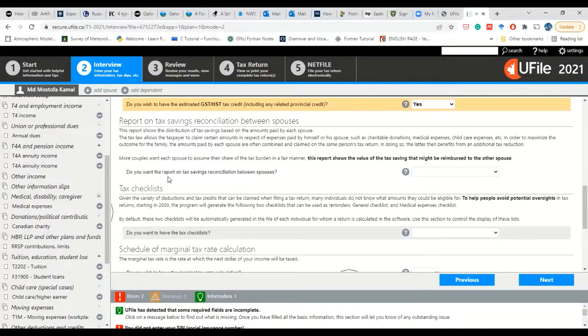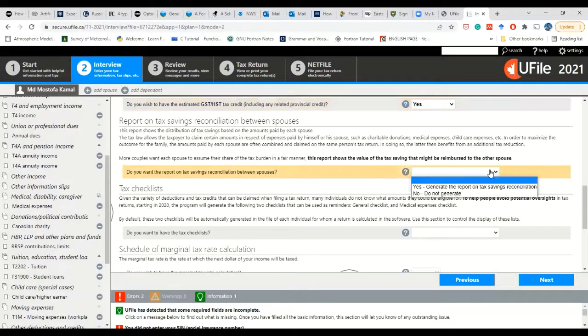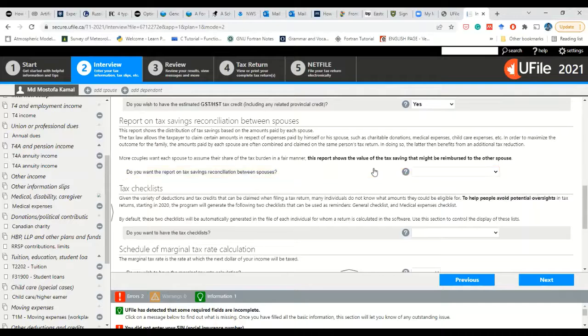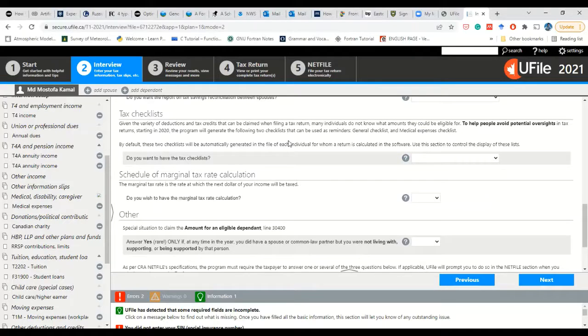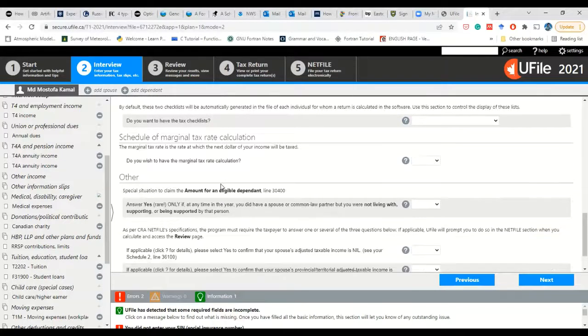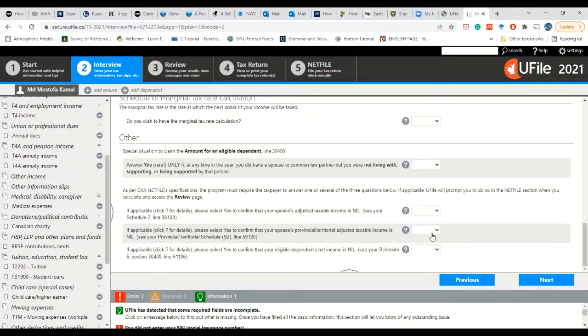Do you want the report on tax savings reconciliation between spouses? It will show the value of tax savings that might be reimbursed to the other spouse. If you do not know what to do, these are not mandatory, so you can just leave it as it is. Okay, answer this question depending on your situation.